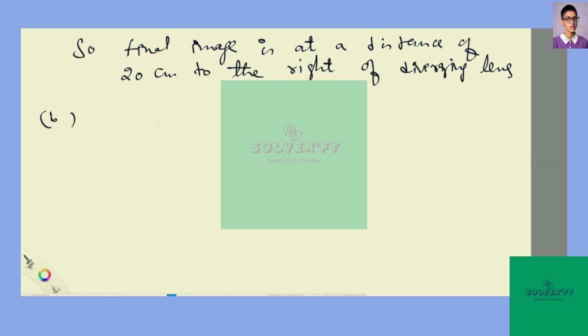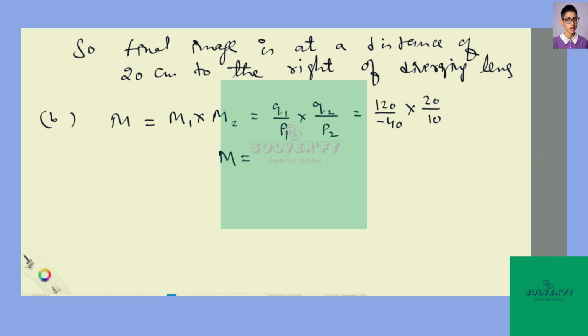Now, in the second part, we have to find the total linear magnification created. So it will be equal to the product of the two linear magnifications created by the lenses. For the first one, this is q1 by p1, for the second one, this is q2 by p2. Putting the values here, for q1 this is 120, for p1 this was minus 40, taking the sign convention. For q2 this is 20, and for p2 this was 10. So cancelling and solving, we get the final linear magnification to be minus 6.